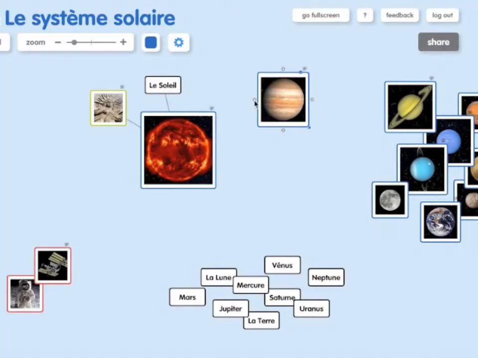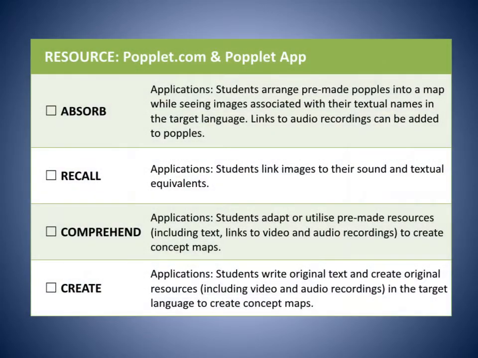Some ICT resources only fit into 1 or 2 categories, while some are flexible enough to fit into all the categories. One example of this kind of resource is Poplet.com. Poplet is a concept mapping tool that supports several languages. Concept mapping is a favorite approach among constructivists because it can be used with even the youngest students. Poplet fits all 4 categories in the ARC framework.